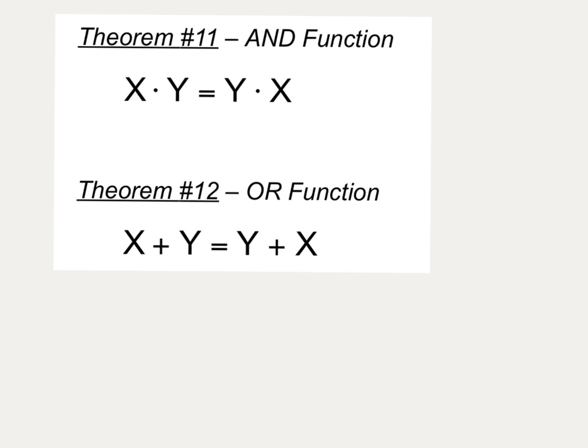Theorem 11 through 16 I'm going to go through pretty quickly because they're theorems that we're pretty familiar with from standard algebra. The first is what we usually call the commutative law, or what I like to call the order doesn't matter law. So what we see here is that x and y is the same as y and x. The order doesn't really matter there. And same thing with the or. X or y is the same as y or x. So we're allowed to move those things around.